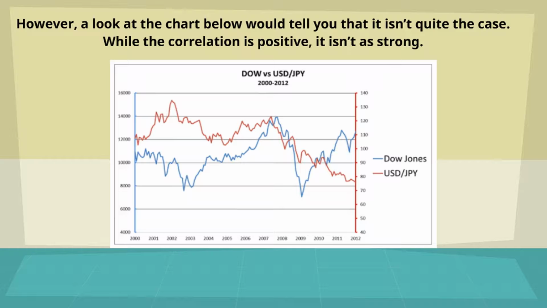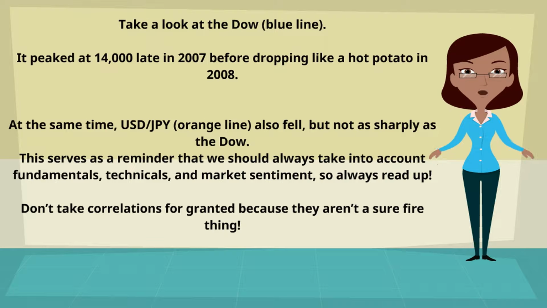Here is an example of Dow versus US dollar to Japanese yen. Take a look at the Dow, blue line. It peaked at 14,000 late in 2007 before dropping like a hot potato in 2008. At the same time, US dollar to Japanese yen, orange line, also fell, but not as sharply as the Dow. This serves as a reminder that we should always take into account fundamentals, technicals, and market sentiment, so always read up. Don't take correlations for granted because they aren't a surefire thing.